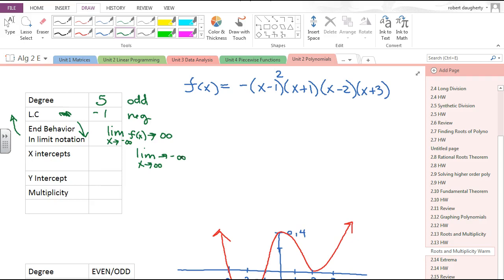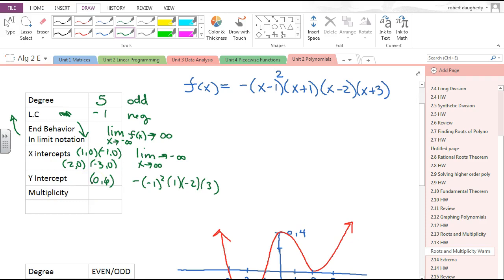X-intercepts. I haven't graphed it, but what are the x-intercepts? It looks like 1, 0. What is -1, 0? Yeah, 2, 0. And -3, 0. What's the y-intercept? How do you find the y-intercept? You set x equal to 0, so that's going to be -1 squared times 1 times -2 times 3. That's going to be 6. So the y-intercept is 0, 6.